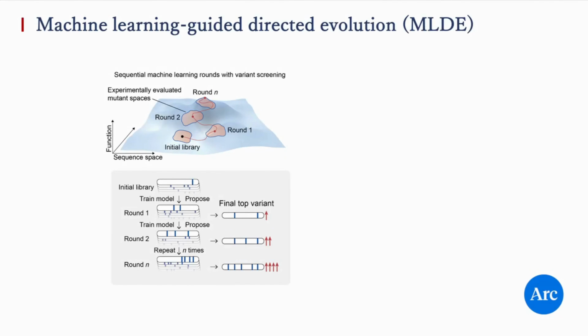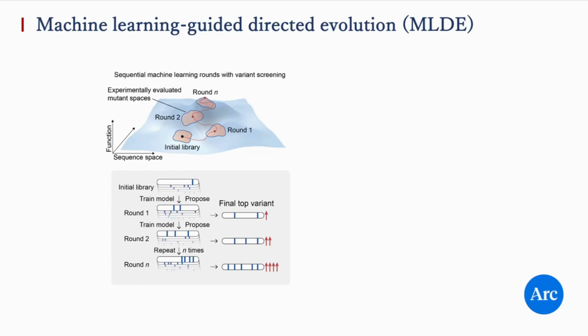So in the past decade, advances in machine learning have enabled a new set of techniques, collectively called machine learning guided directed evolution. The framework starts by experimentally testing a library of variants to train machine learning models. Then, the models are used to propose variants to experimentally test in the next round. The process is often repeated several times to robustly improve protein activity.